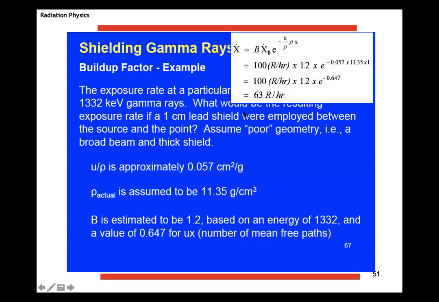And now it's very easy, of course, because now you see the solution here. You always have the same formula, but now you have to introduce the build-up factor. And then you start from 100 Röntgen per hour, and you end up at 63 Röntgen per hour.